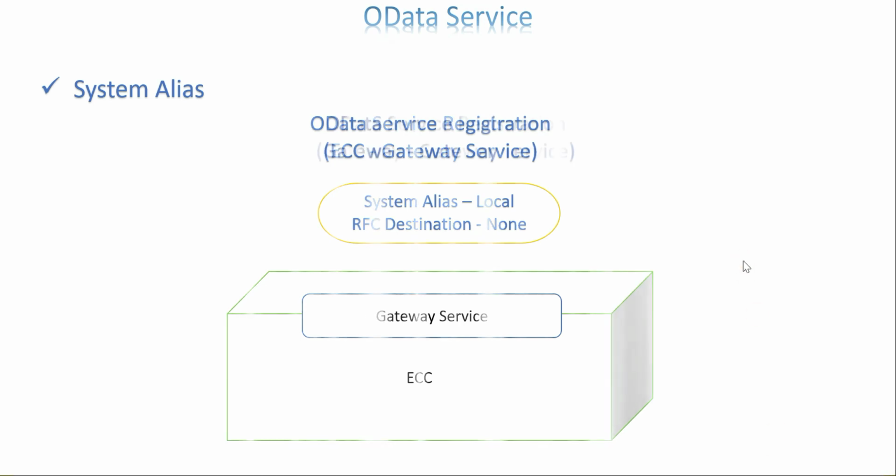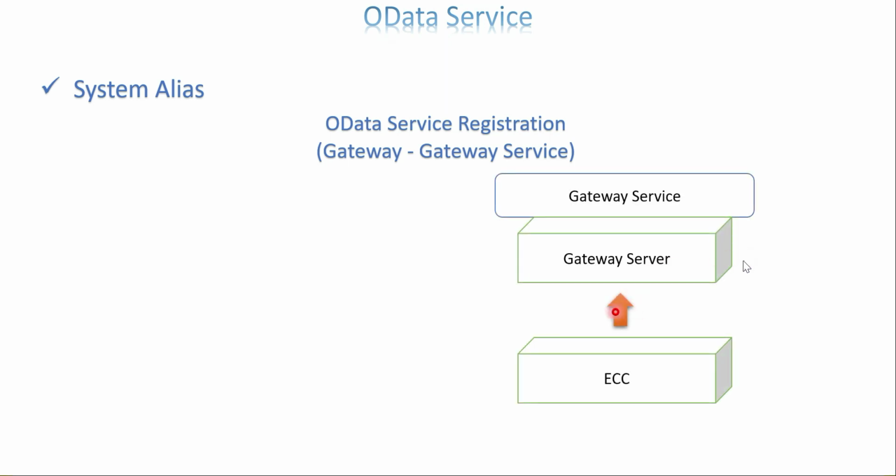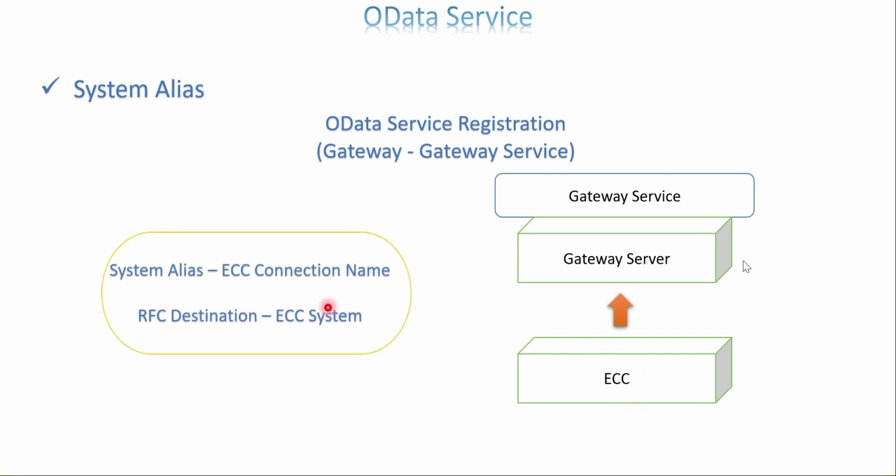So the next one is, if it is an OData service registration in a gateway server, but the project is generated in ECC system, then it's going like this. I have a project, OData design, everything in ECC, but the service is going to be generated in the gateway server. In this scenario, the system alias is going to be a name. It's created by your basis or security person, and the RFC destination is going to be your ECC system. So the system alias is going to be the name they provide, the ECC connection name.